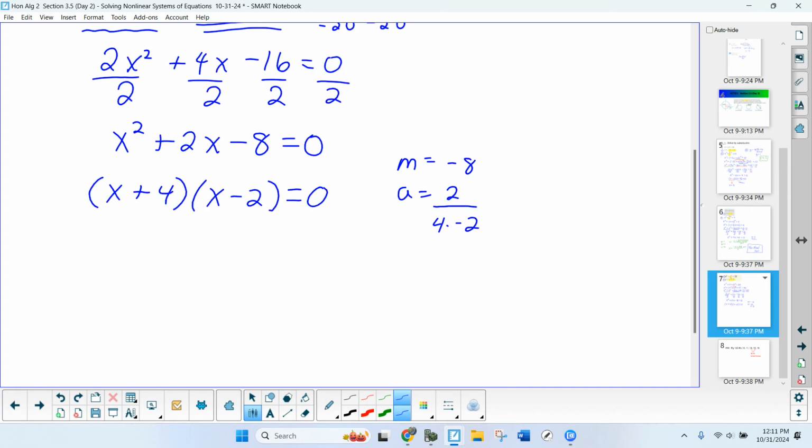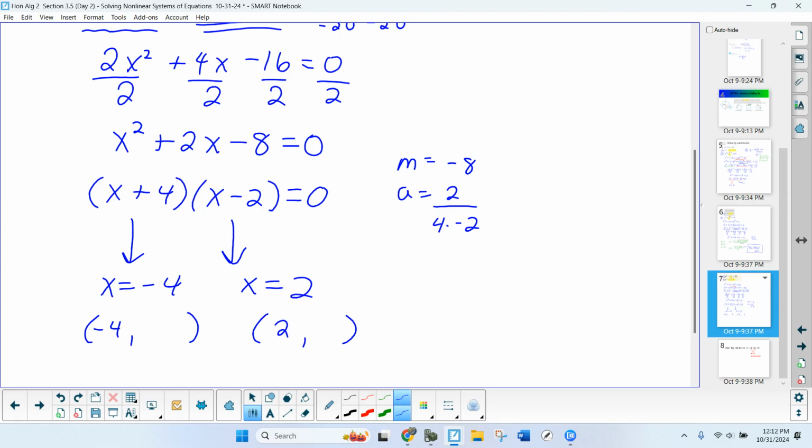So when you set each of these equal to 0, what's this one give you? Negative 4. And what's this one give you? 2. Here's the biggest mistake that you guys make. How many solutions are there? How many times do you have to put x back into y? Twice. You have 2 solutions. One of them is negative 4 something. One of them is 2 something.